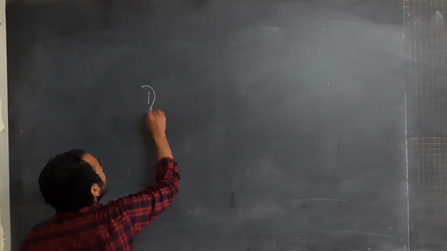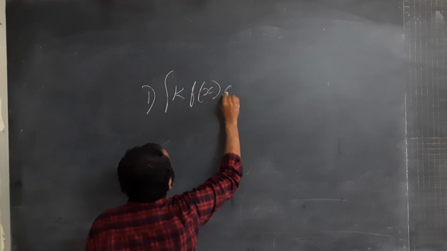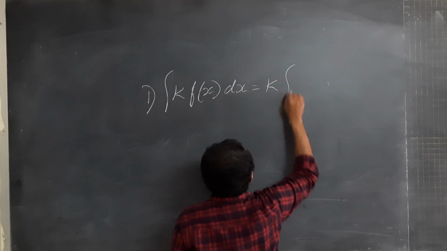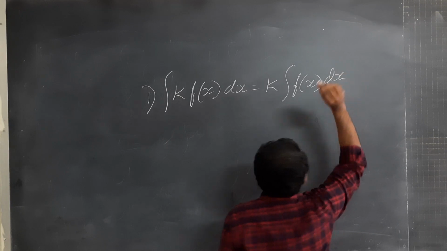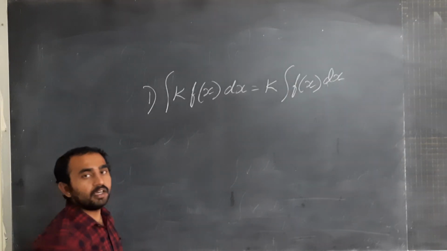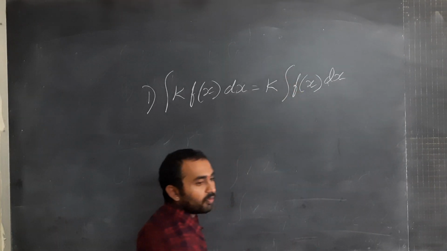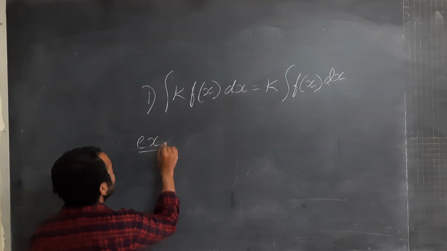First one: integral k into f of x into dx is equal to k integral f of x into dx, where k is any constant and f of x is a function. So we write k outside the integral f of x into dx. Let us have an example.